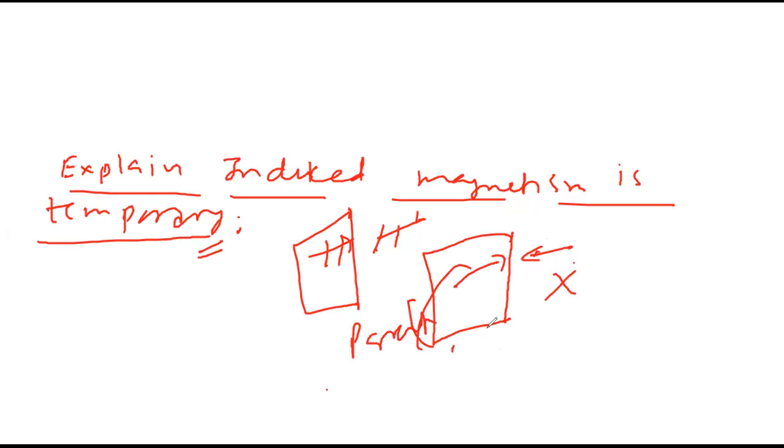Clear? Now we have to explain how this induced magnetism is temporary. Very simple. That means this is experimental. Now you have to do an experiment. Suppose I take a bar magnet with North Pole and South Pole. This is a magnet. Bring a small nail. Due to the induction effect, it will create a South Pole, the other end a North Pole, and get attracted.